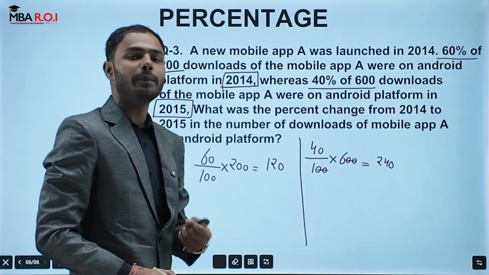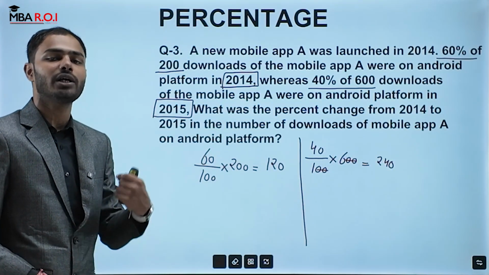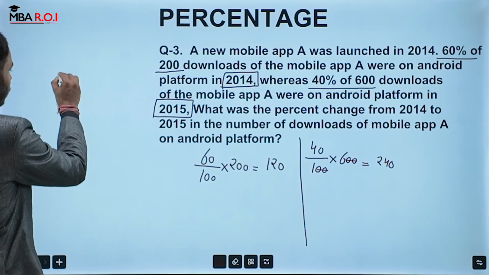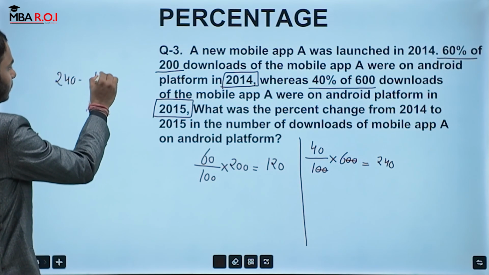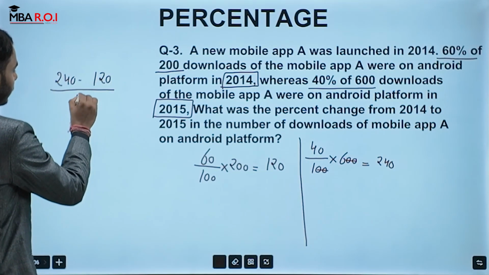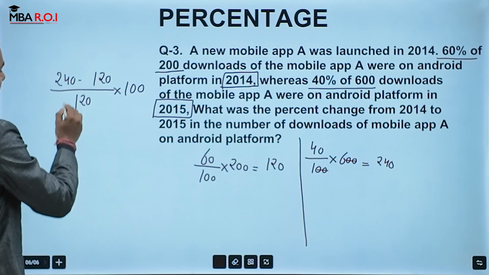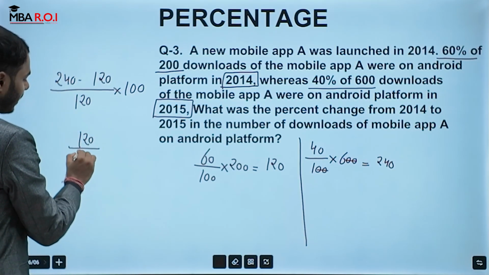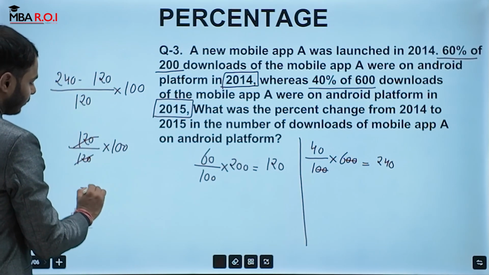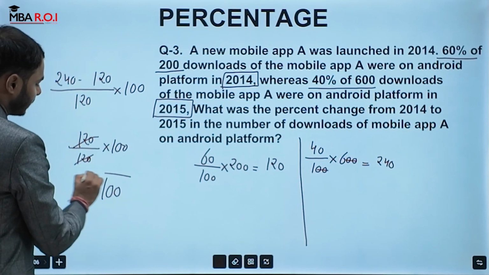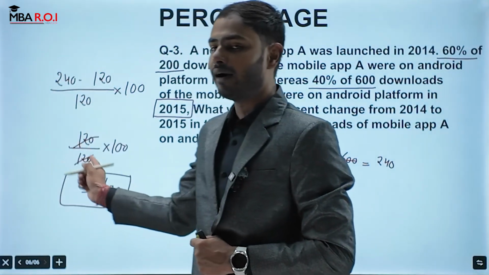Now we can simply use the percentage change formula. What was the formula? The formula was final minus initial upon initial into 100. Final value is 240 minus initial value 120, upon initial value 120, multiplied by 100. So we can simplify this. It will be 120 divided by 120 into 100. This 120 and 120 will be cancelled, and finally the change is of how much percent? The change is 100%. So in this case, you can see that 100 is the answer.